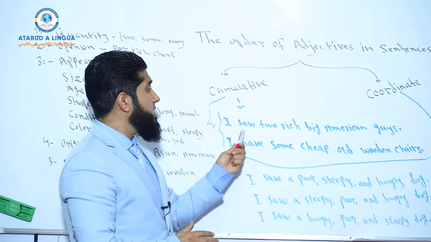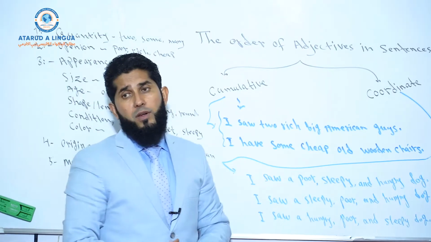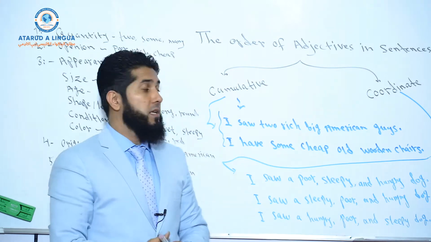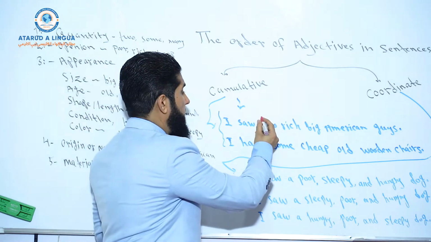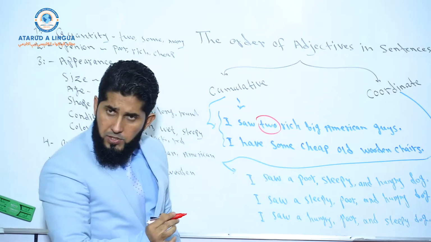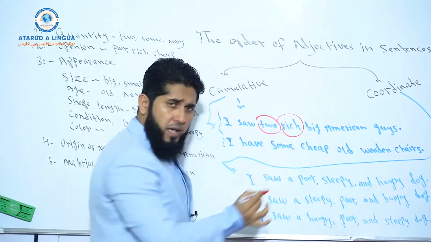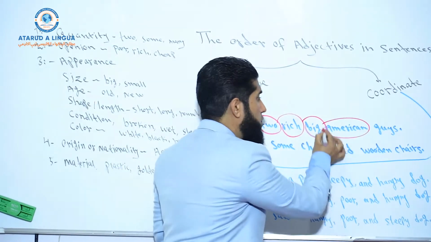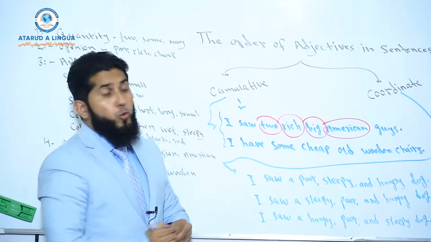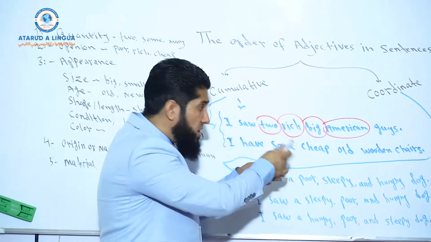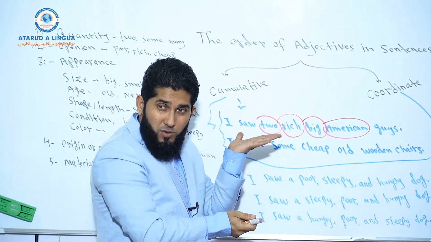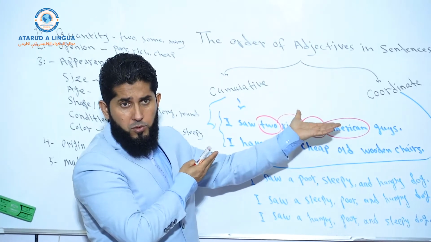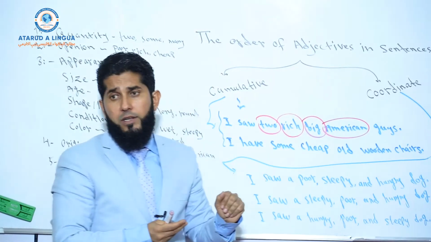Now look, I saw 2 rich, big American guys. I saw 2 rich, big American guys. So now how many adjectives do we have? 2, one adjective. Rich, another adjective. Big, another adjective. American, so we have 4 adjectives. We cannot bring any changes in this list. Okay? Why? Because they are cumulative adjectives. Understood? Commas are not required.